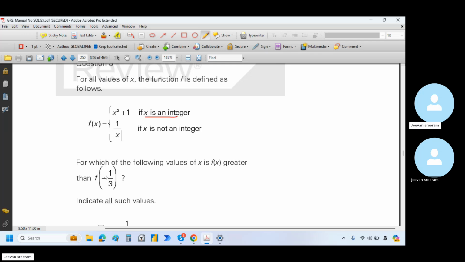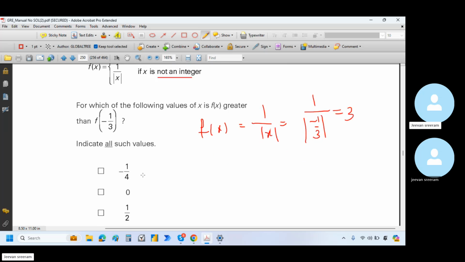Okay, x is an integer, but here x is not an integer. So f of x must be 1 by mod x, that is 1 by minus 1 by 3 mod. So it's going to be 3. Answer is 3.